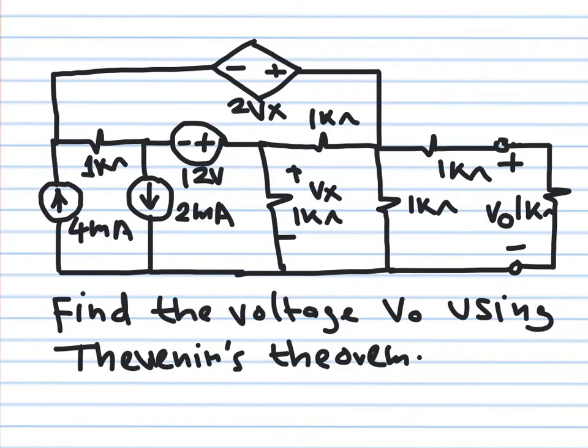Okay, we have first this example here. We have a circuit. It has a number of components. We have actually three independent sources, and we have one dependent source. And our target is to find the voltage V naught at the output using Thevenin equivalent.